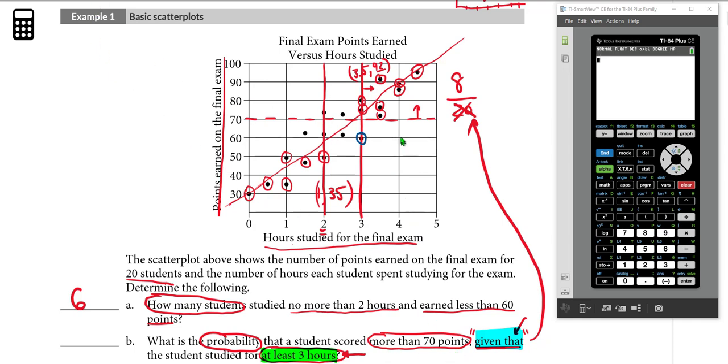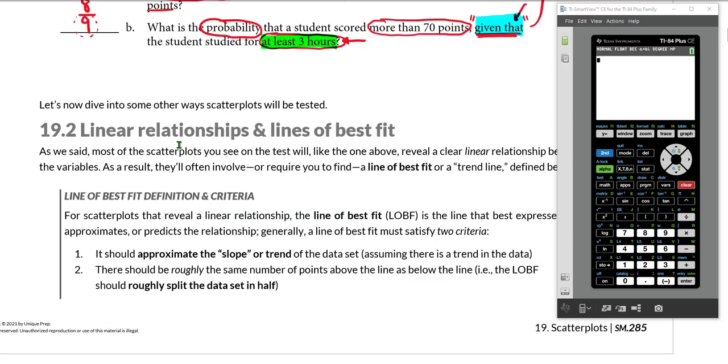So the probability that you were going to score more than 70 if you studied for at least 3 hours is 8 out of 9. That's a pretty good probability. It's almost 90%. So 8 out of 9. Again, very important not to make the mistake of putting a 20 in that denominator. The given that is telling you that you are not choosing from all 20 students. You are only choosing from the students who studied for at least 3 hours, and there are 9 of those students. That's one of the ways that scatterplots could be tested.